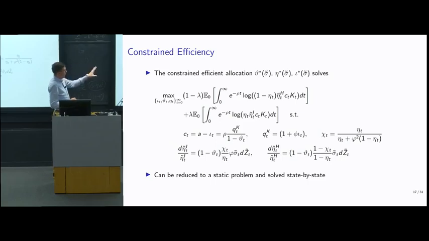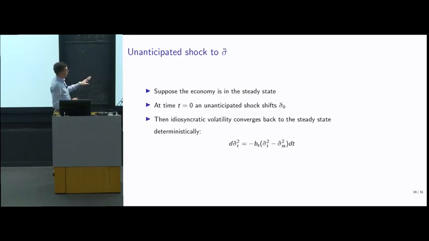We're just going to state it here, and then we're going to think of now this shock, and we're going to see how the planner responds to the shock and how the economy evolves. So suppose that we start in the steady state, and then at time t, there is an unanticipated shock that shifts our idiosyncratic risk to somewhere away from the steady state. And after that, we just drift back to the steady state using the law of motion.